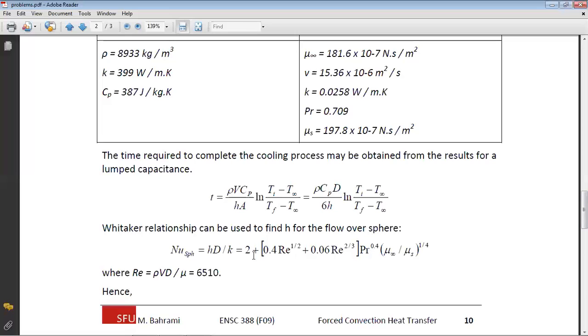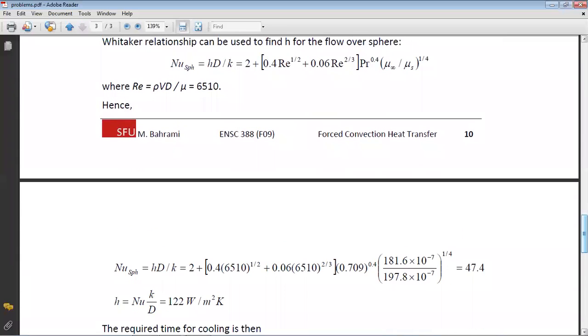Now here we got two values for mu: one is mu infinity and the other is mu s. The difference is that mu infinity is nothing but the dynamic viscosity corresponding to fluid temperature, whereas mu s corresponds to dynamic viscosity corresponding to surface temperature. Now, if you substitute the values, you'll get the Nusselt number as 47.4.